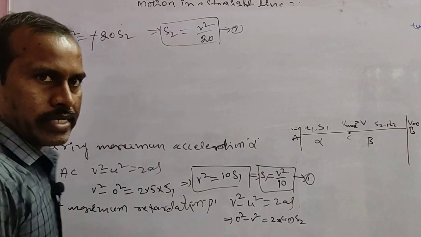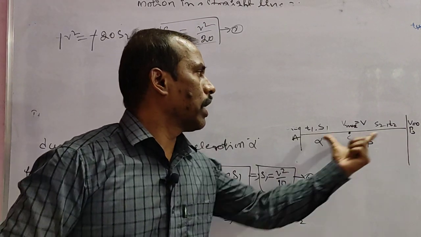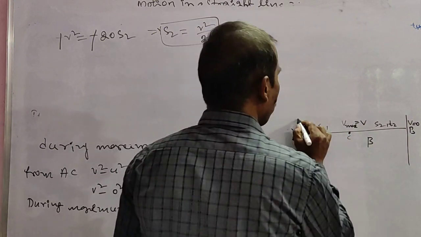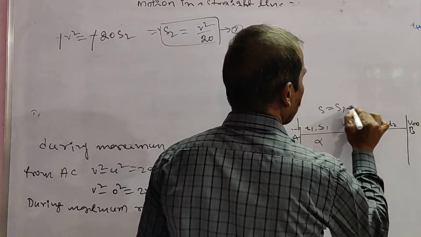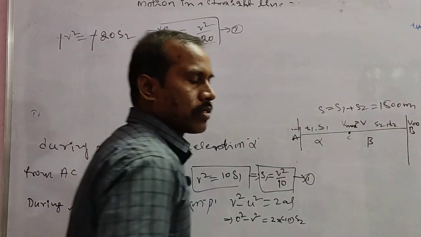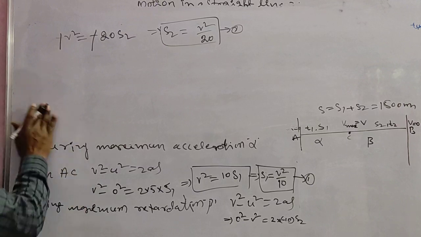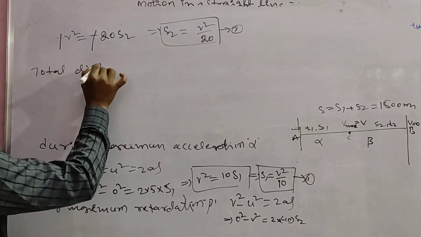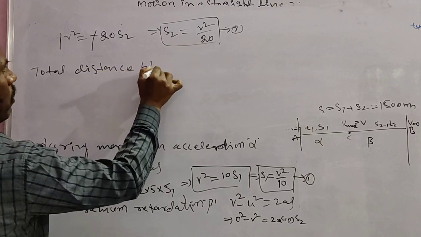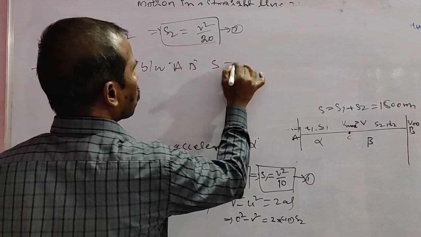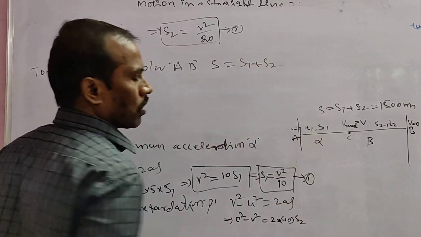Now the total distance between A and B is equal to S1 plus S2, that is equal to 1.5 kilometers. So S is equal to S1 plus S2, which is 1500 meters. So now the total distance between A and B, S, is simply S1 plus S2.